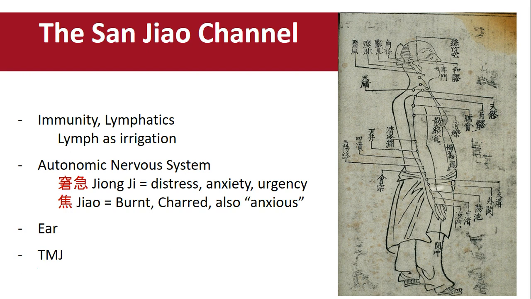So these are the four themes that we see in the San Jiao: immunity, lymph and irrigation, the ears, the tonsils, the TMJ, and the autonomic nervous system.